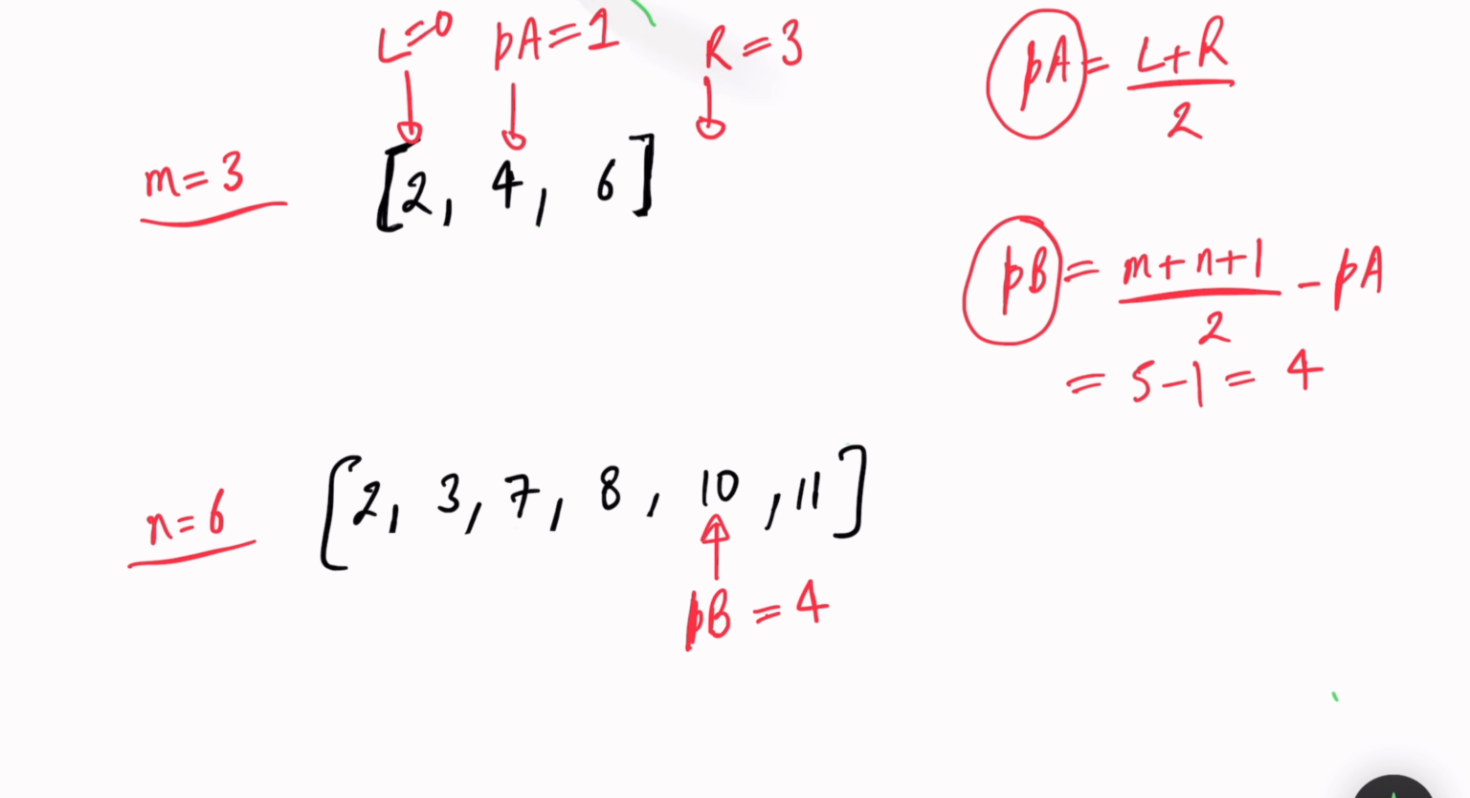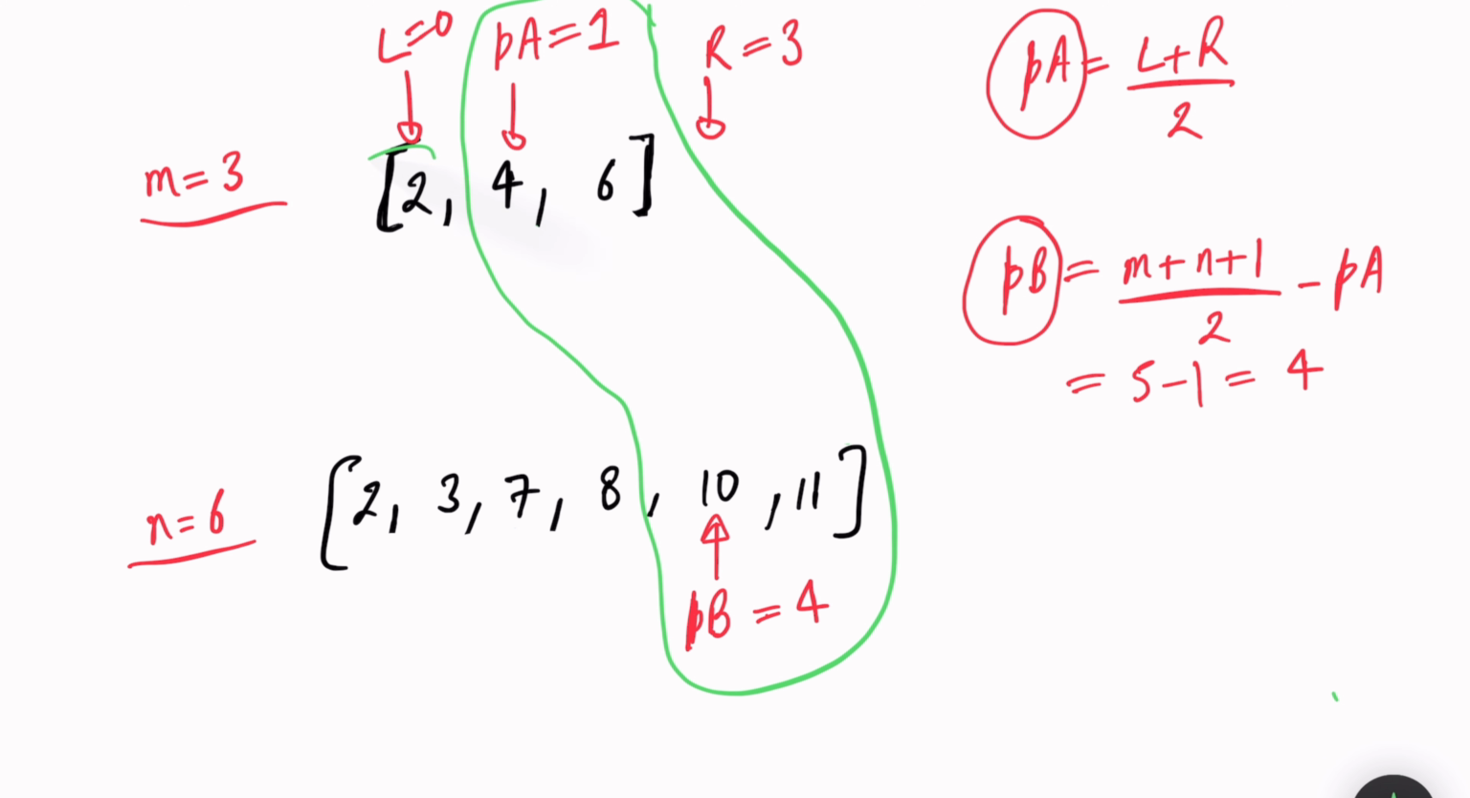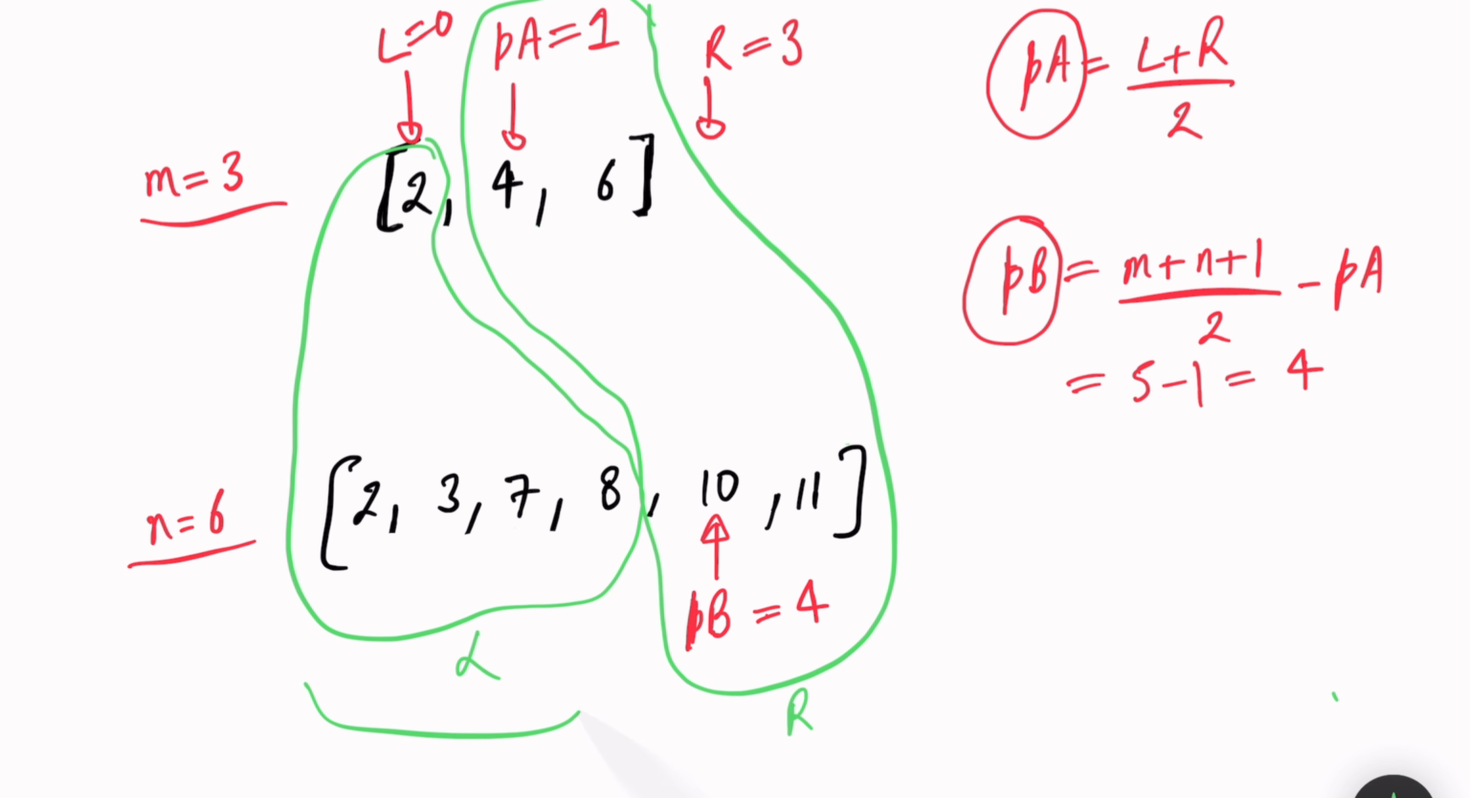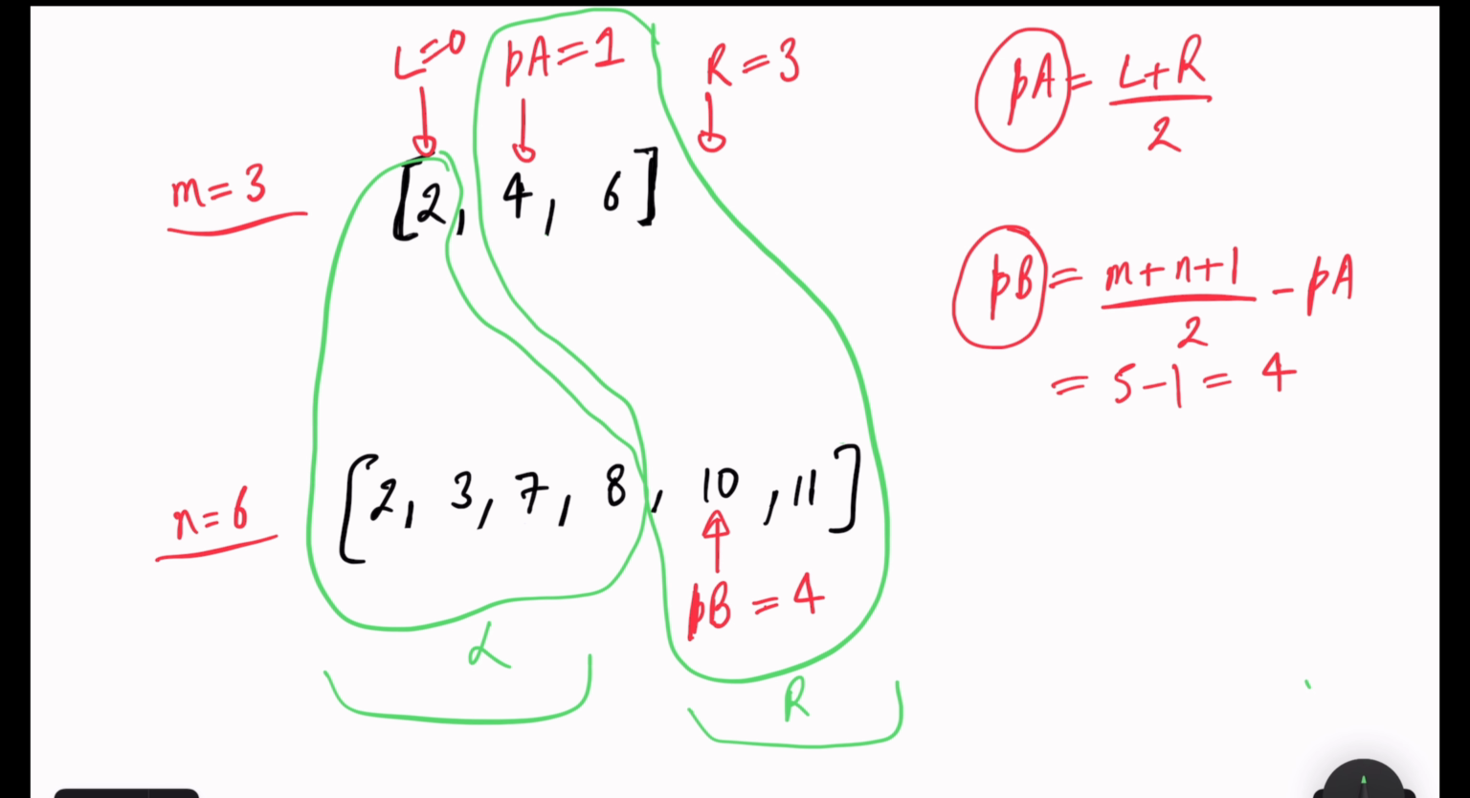What these partitions mean is, if we select these elements, so we have 4 elements here and 5 elements here. This is our left half in the final merged array, and this is the right half in our final merged array. So we are checking if this is a valid partition such that this is the left half and this is the right half. Now let's see how we can check if this is a valid partition.